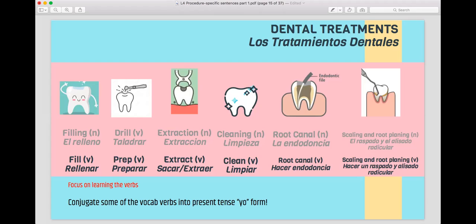Then the next one is root canal or hacer endodoncia. Root canal, a lot of patients also know it by tratamiento de conducto, because a lot of patients don't know what endodoncia means. And then also for SRP, scaling and root planing, hacer un raspado y alisado radicular. Some patients might still not know what all that means. So you can say limpieza profunda, like deep cleaning.